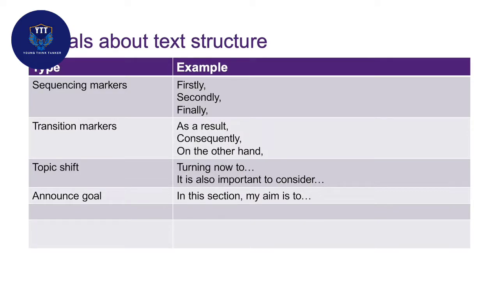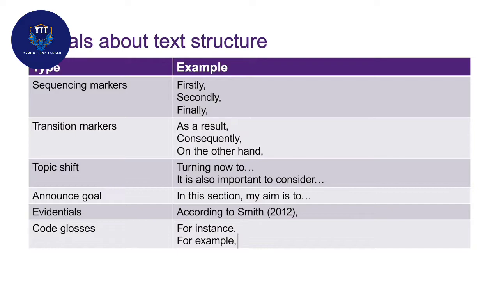If you're citing the work of someone else, an evidential like, according to Smith in 2012, can be used to indicate that you are about to present the ideas of another person. Finally, there are basic code glosses, like for instance and for example, that indicate to the reader that you're about to illustrate your argument with a specific case.